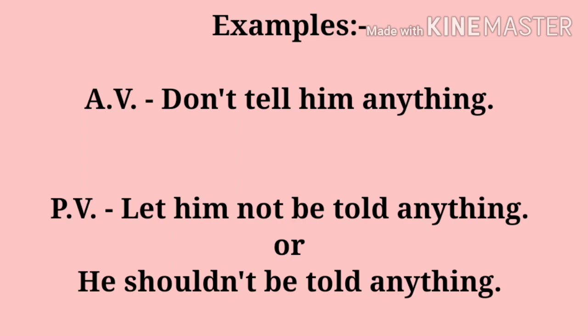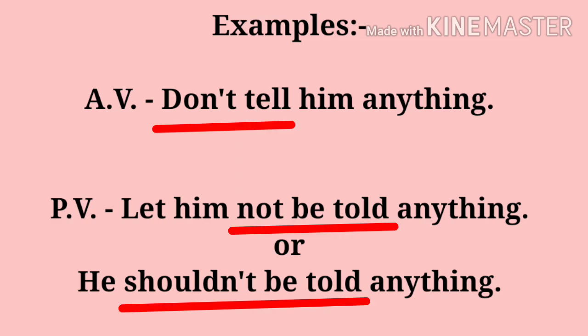In active voice, the sentence is, Don't tell him anything. So, in passive voice, it can be written as, Let him not be told anything, or He shouldn't be told anything. So, we can use any one of the following forms in passive voice. I repeat, the sentences are, Let him not be told anything, or He shouldn't be told anything.